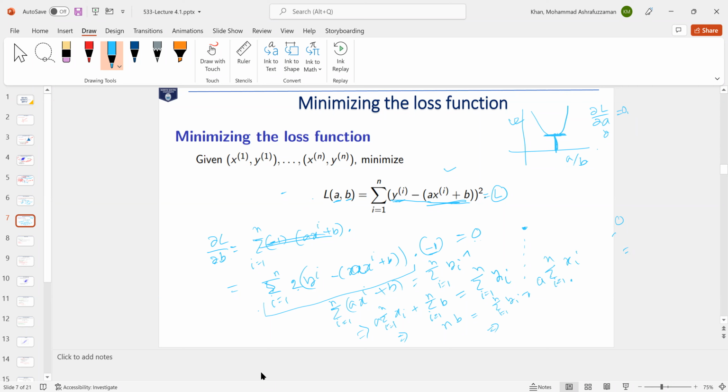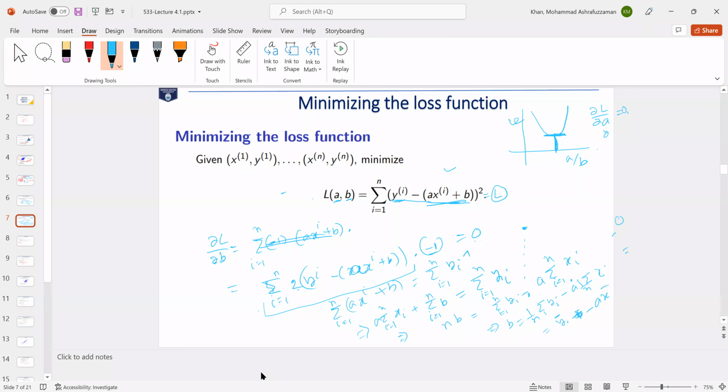Now we can divide both sides by n. We get b equals 1 by n sum y i minus a times 1 by n sum x i. Now we are summing up all the y values and dividing them by n. That means it's the average value of y. Similarly, it's the average value of x.